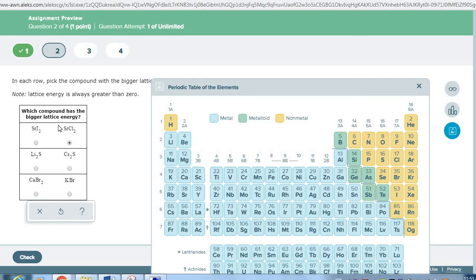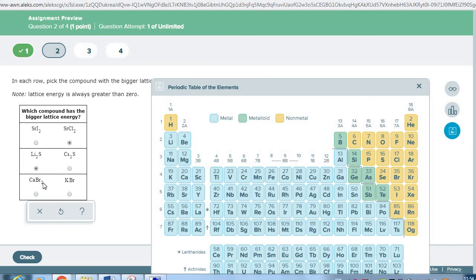Okay, we have lithium sulfide versus cesium sulfide. This is a similar case as above. Lithium is a +1, cesium is a +1. Sulfide's a -2, sulfide's a -2 over here. So lithium versus cesium. Lithium definitely is way above cesium. That's going to have the stronger lattice energy.